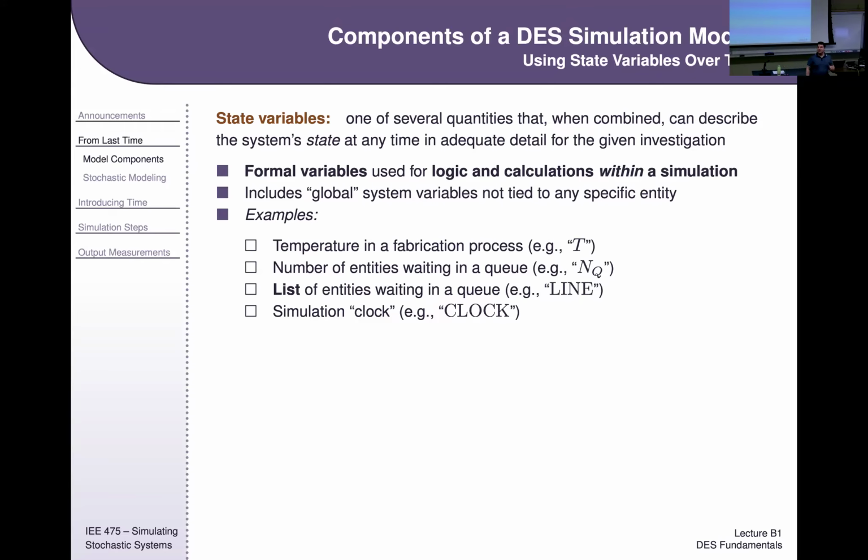Key point is resources are finite, entities are theoretically infinite. There's just a stream of them coming, and we're slowing them down because they need access to resources, and those resources are finite.